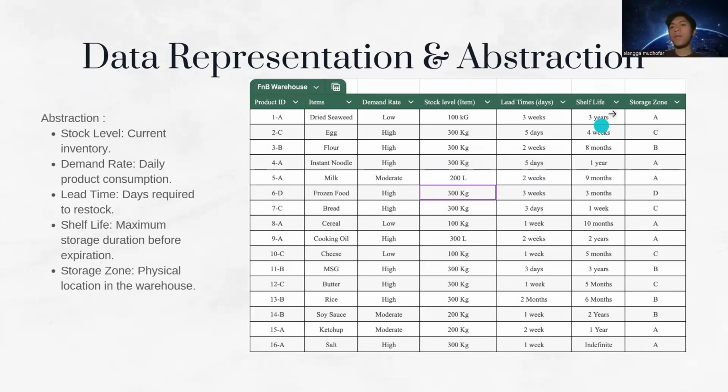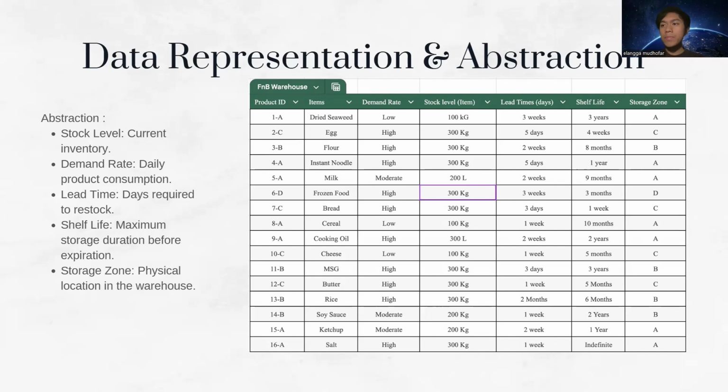My name is Elangga Mudhofar, and I'm going to tell you about the data representation and abstraction. Here's our data table that we made by ourselves. It has the product ID, items, demand rate, stock level, lead time, shelf life, and storage zone. The stock level is our current inventory, and the demand rate is the daily product consumption. Lead time is the days required to restock. Shelf life is the maximum storage duration before expiration. Storage zone is the physical location in the warehouse.